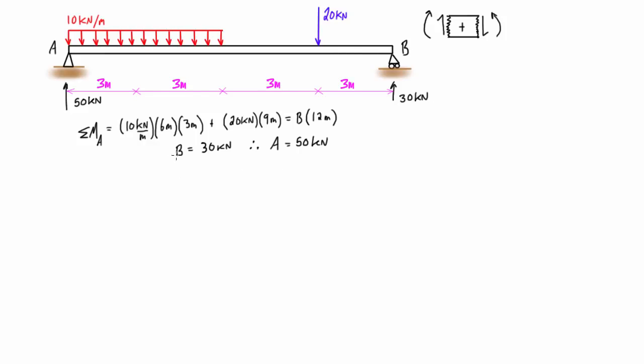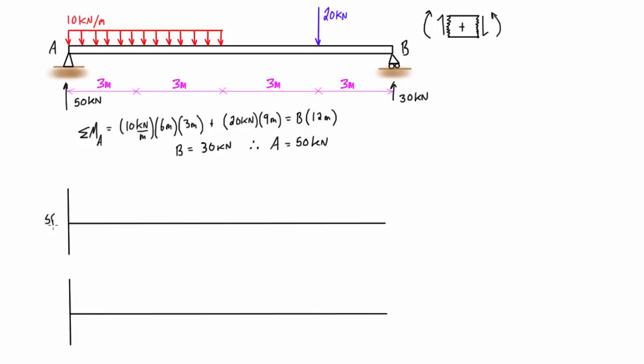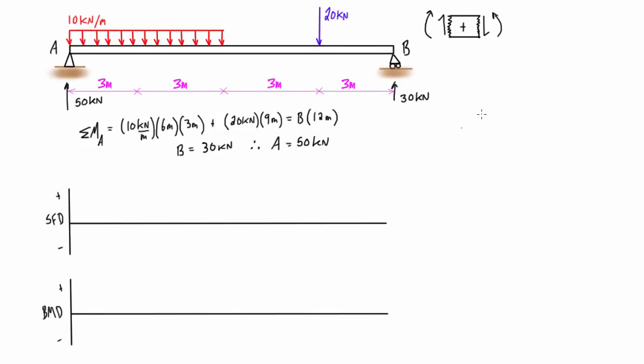Okay, so now we want to draw on our shear force diagram and bending moment diagram, and then we're ready to start looking for our shear force diagram. The way that we're going to do this is go from left to right. We can start off by having a virtual cut just to the right of this support, and we know that the support here is going to be 50 kilonewtons.